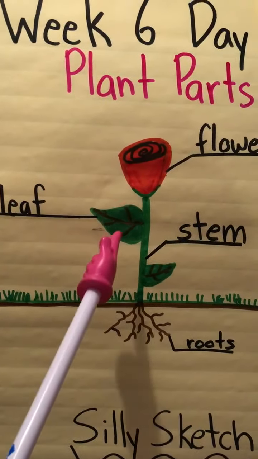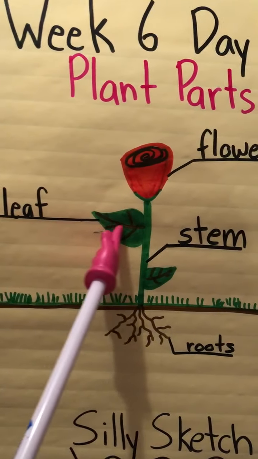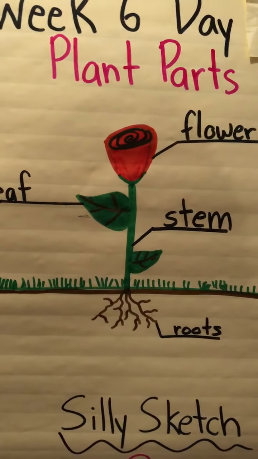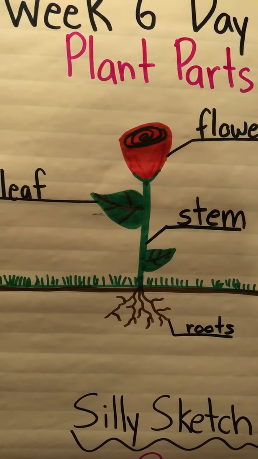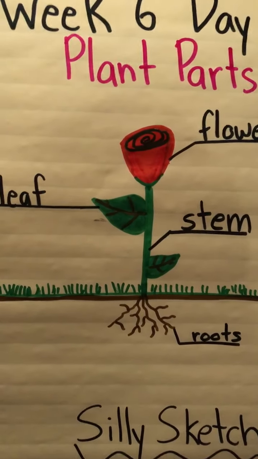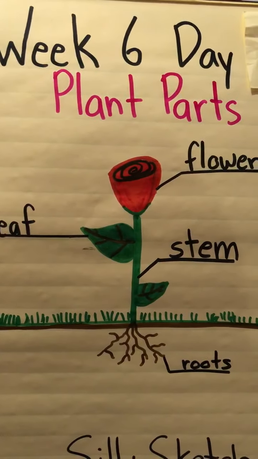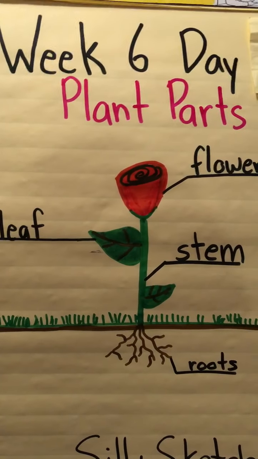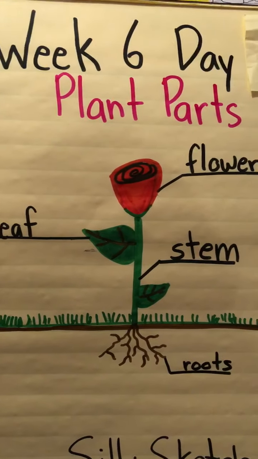The next plant part is the leaf, which is right here. The leaves have that very important job. Remember, they make the food for the plant. Think about my silly sketch that I made. Leaves make food for the plant using sunlight, water, and air.